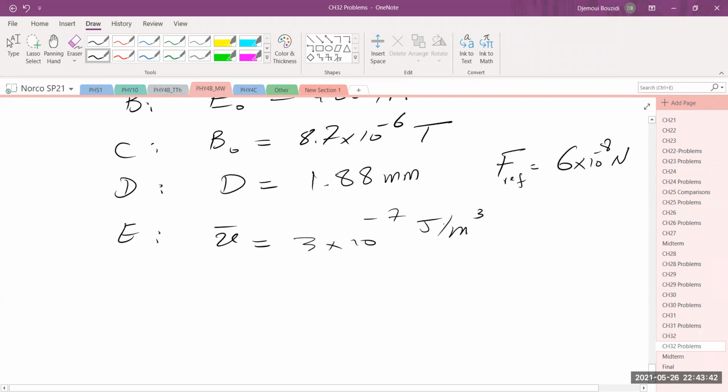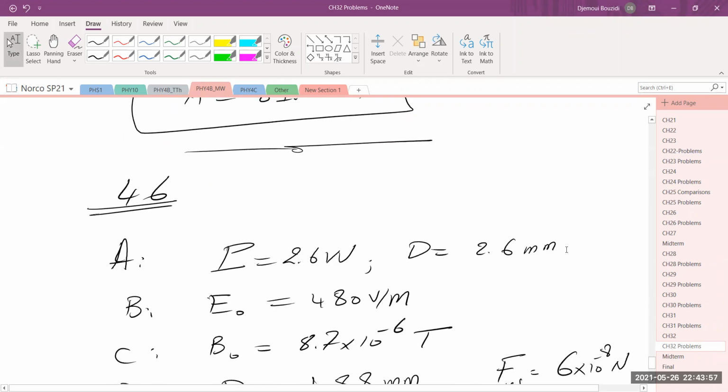What else do they give us? Calculate the intensity for each laser and rank the lasers in order of increasing intensity, assuming that the laser beams have uniform intensity distributions over their cross sections. So find the intensities, basically. The first one is easy. The intensity of this one should be P over pi times D over 2 squared.